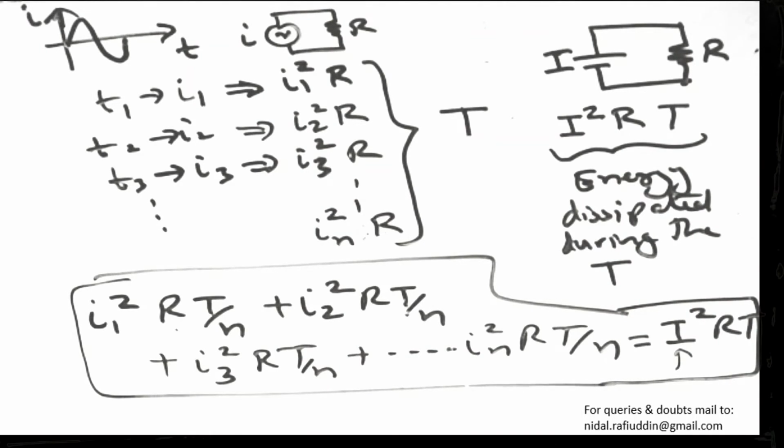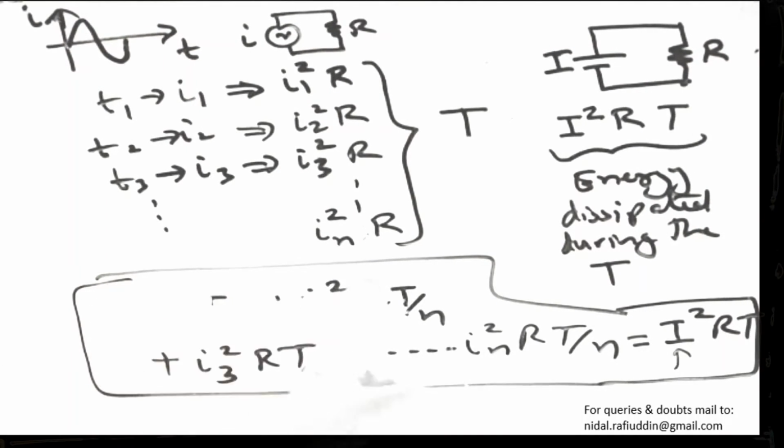Now we can further generalize. We have written this expression I square RT by N. So let's first of all take the expression RT as common. So let's rewrite this.